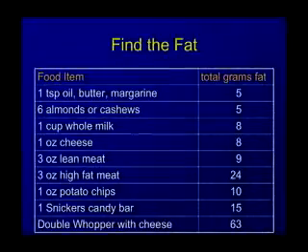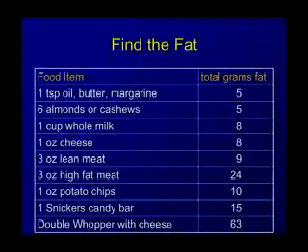For example, each teaspoon of fat or butter or oil is 5 grams of fat. 6 nuts has the same amount of fat as a teaspoon of butter. A cup of whole milk, 8. An ounce of cheese, 8. Lean meat, 3 ounces, 9. You get up to high-fat meat, you jump to 24 in just 3 ounces.